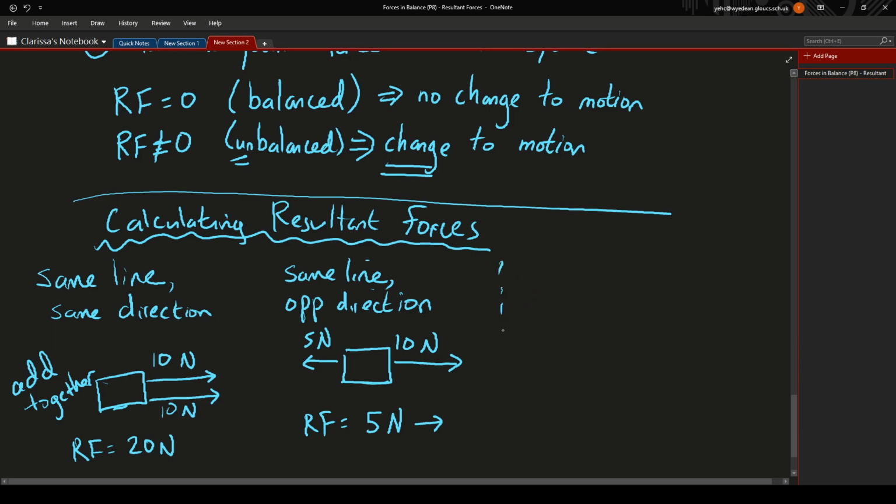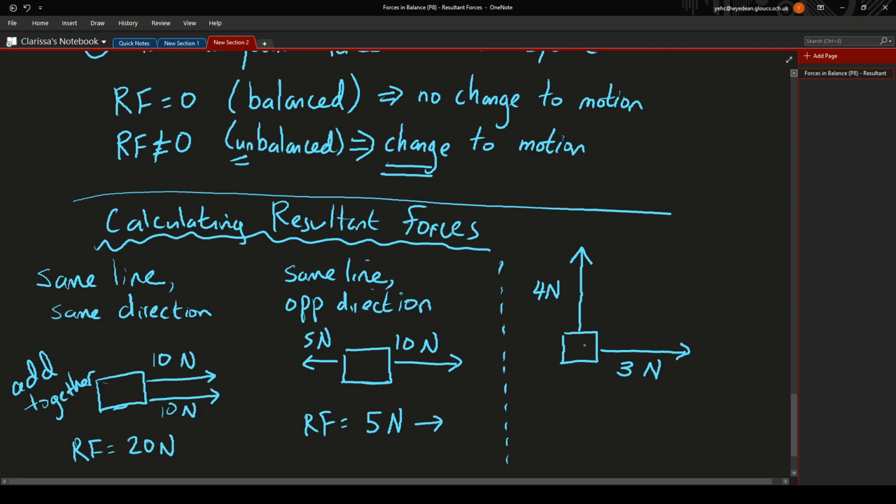And last lesson, we learned about how to calculate vectors when they are acting at 90 degrees to each other. So let's pretend, and it's the same thing, you know, when you use Pythagoras to calculate displacement, same thing. Let's pretend we had 3 newtons this way, 4 newtons this way. What is the resultant force?